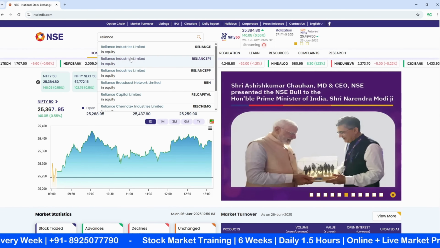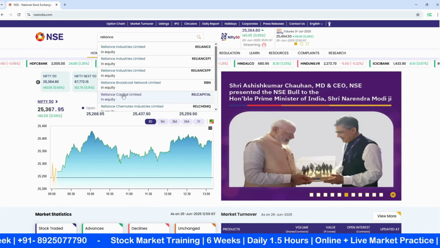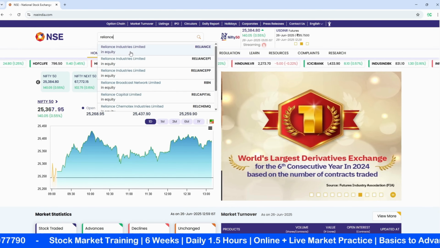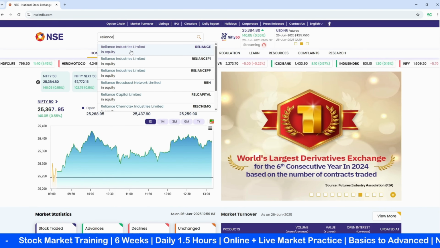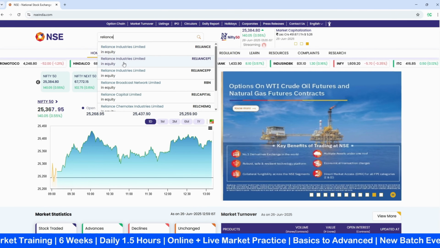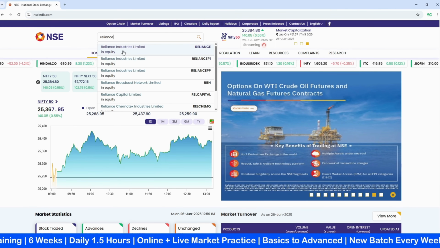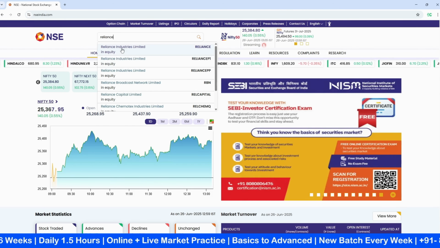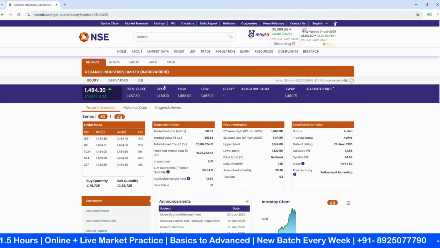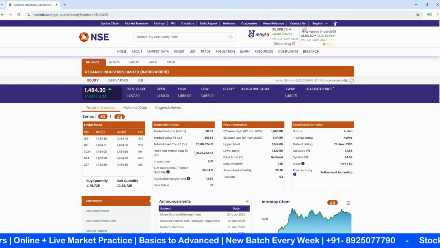But if you have different names, let's say Reliance Capital, or if you want something else, you can go down. But in general, mostly it is available on top. So this is a good tip for a beginner. When you have a dilemma between should I choose this or this, I request you to limit to this extent. So once you get into it, it gives you the detailed information about the company.